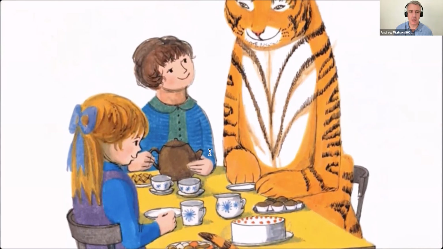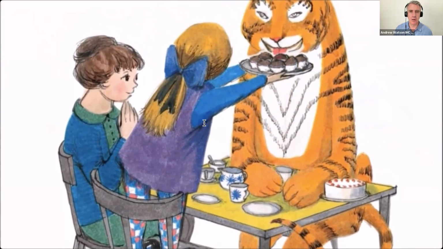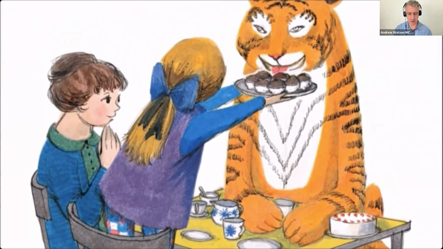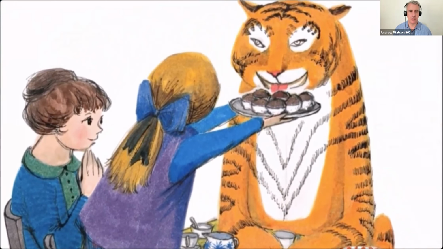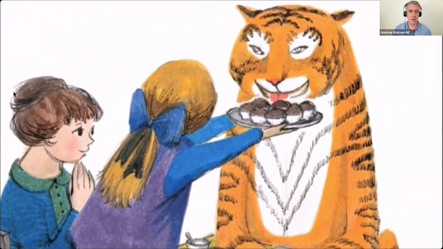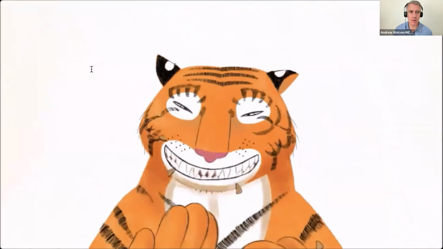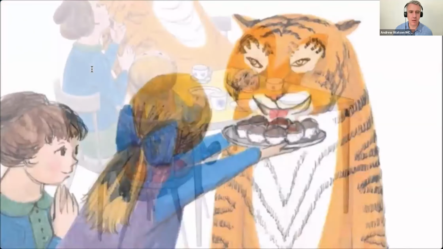Sophie's mummy said, "Of course, come in." So the tiger came into the kitchen and sat down at the table. Sophie's mummy said, "Would you like a sandwich?" But the tiger didn't just take one sandwich, he took all the sandwiches on the plate and swallowed them in one big mouthful. Oh, and he still looked hungry, so Sophie passed him the buns.